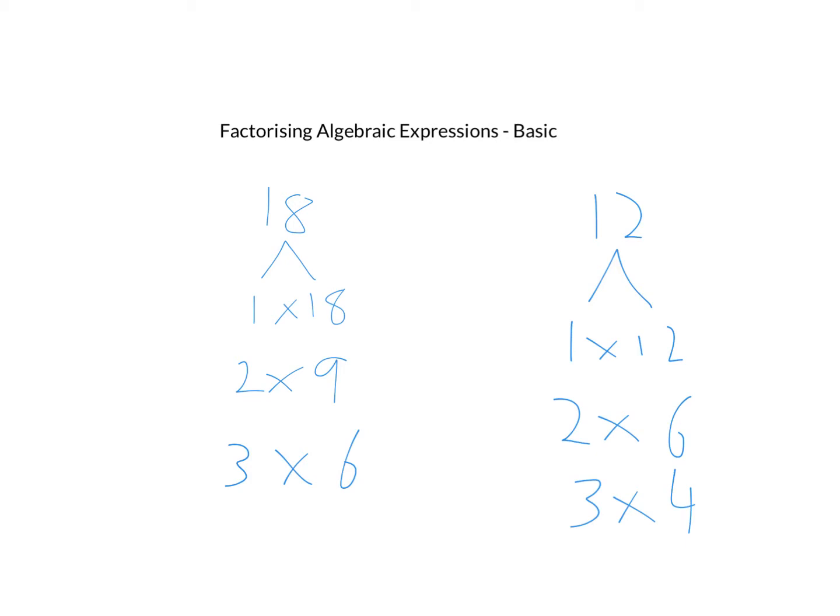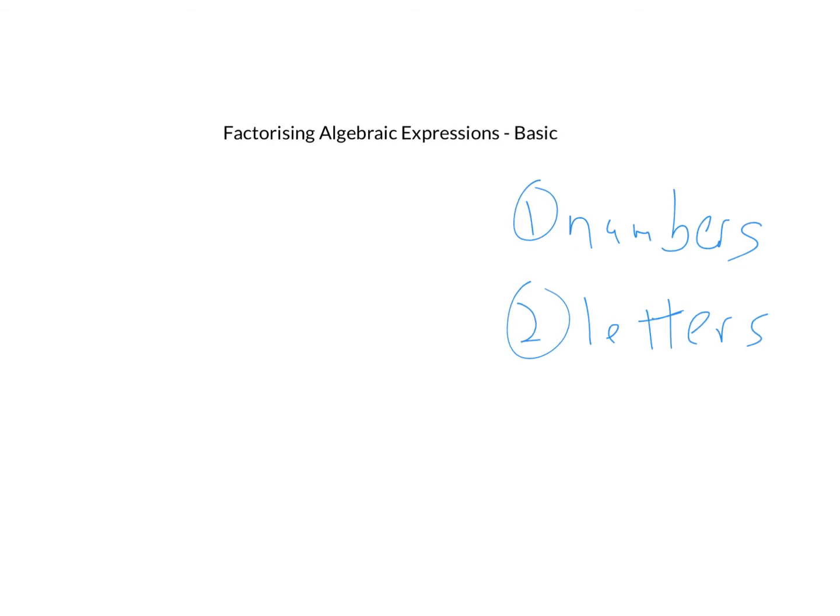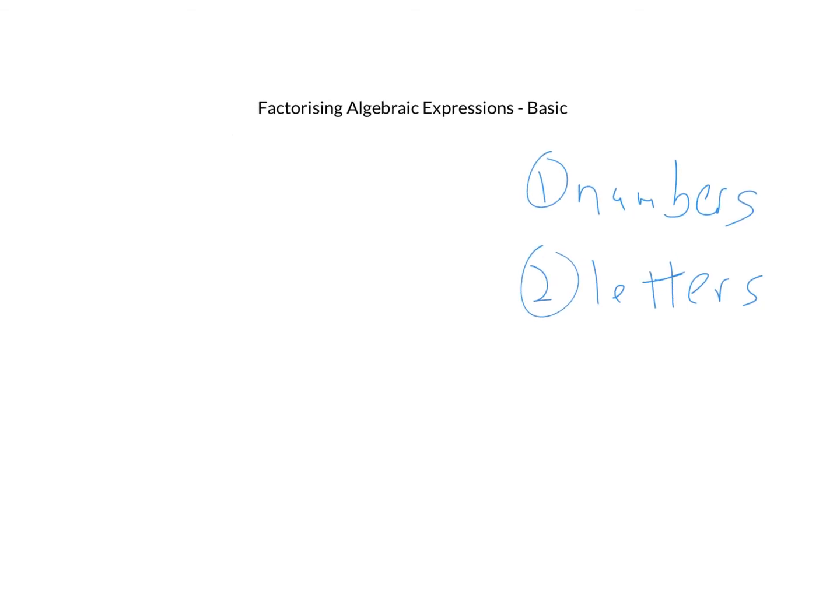So when we're factorizing algebraic expressions instead of just constant numbers or normal numbers, we have to look at it in 2 stages. We're going to factorize the numbers, and we're going to factorize the letters. So first the numbers, then the letters. Now just for the first example I give you, I'm going to have one that has no letters in it, so we can only just focus on the numbers.